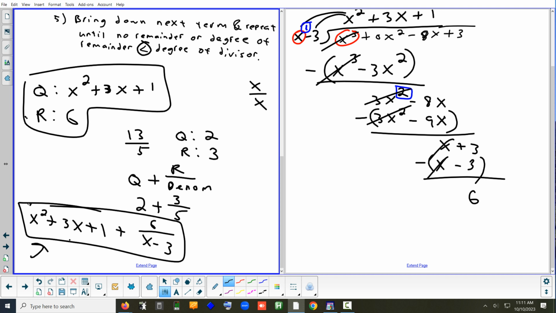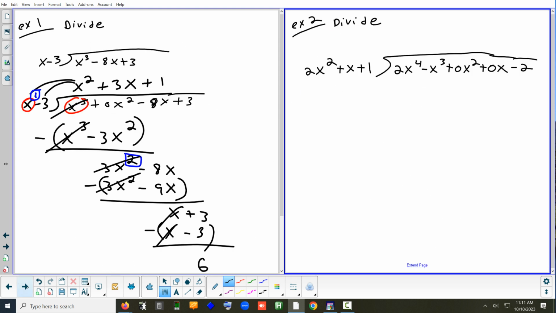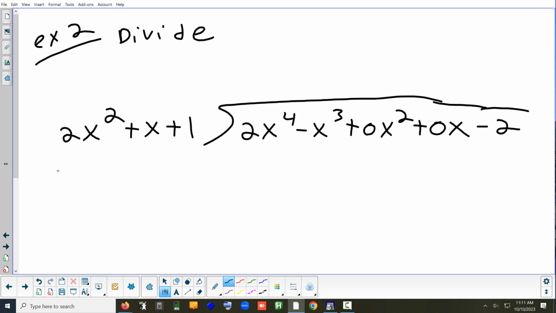Okay, that's a problem you could do synthetic division with if you knew how to do it. And that's a problem you cannot. So this time we've already filled in zeros for the terms we were missing. Most likely you would have to do that step on your own. All right.